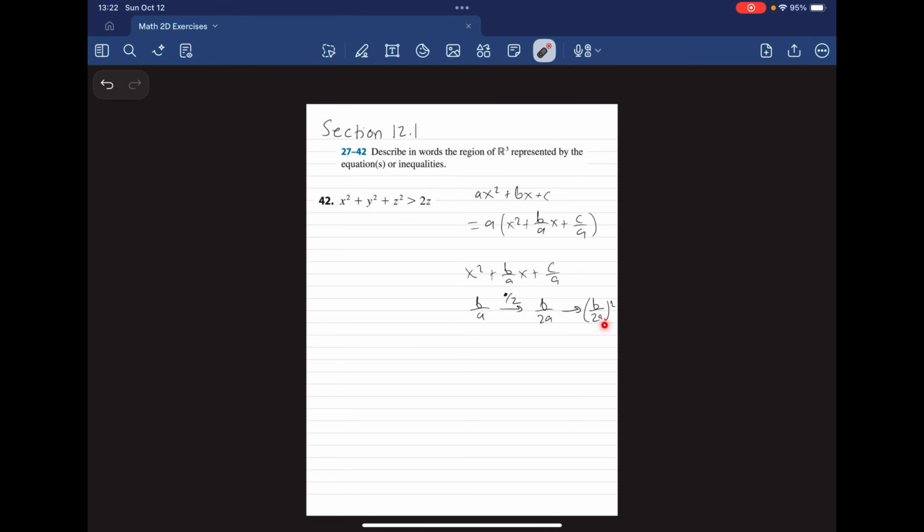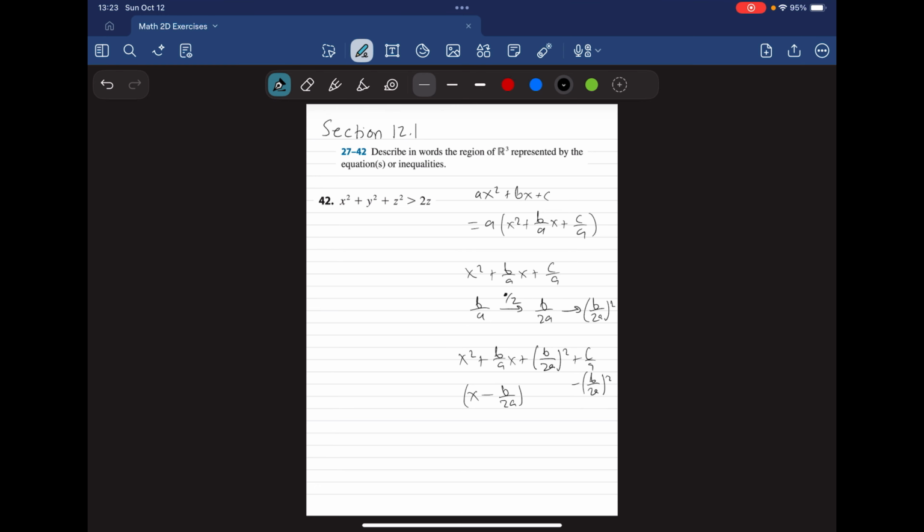And whatever number we end up with at the end, we're going to add and subtract that number to this expression right here. Doing so, we get x squared plus b over a x plus b over 2a squared plus c over a minus b over 2a squared. So here I've added b over 2a squared and subtracted the same amount. And the reason for doing this is because this whole left side right here actually factors as x minus b over 2a, squared.